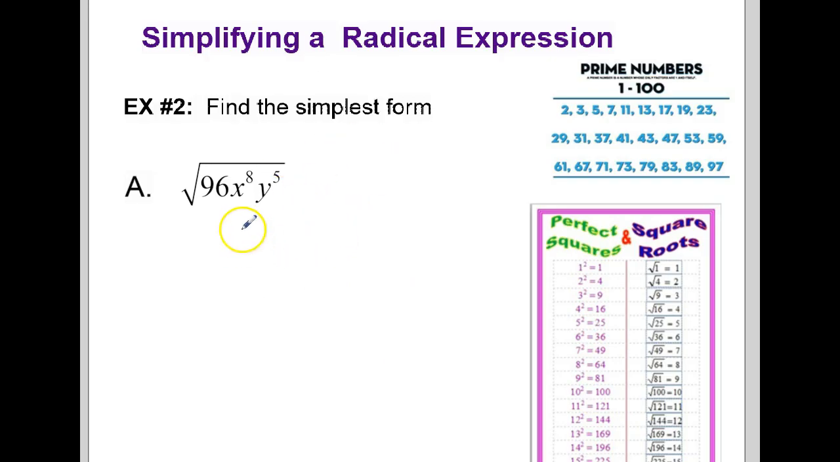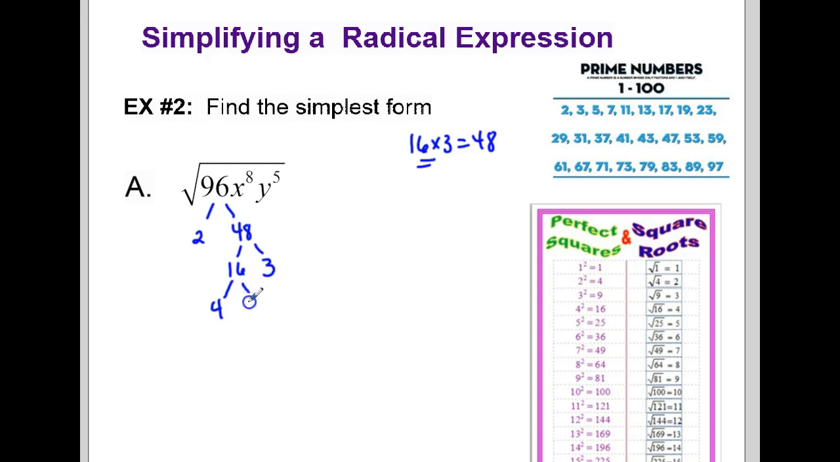All right, simplest form on this guy. Square root of 96, x to the 8th, y to the 5th. Well, 96 is not in my list. I'm going to take out a 2. 96 is 2 times 48. I'm going to take 48, and I know that 16 times 3 is 48, and I know 16 is a perfect square. So I'm going to do 16 times 3.